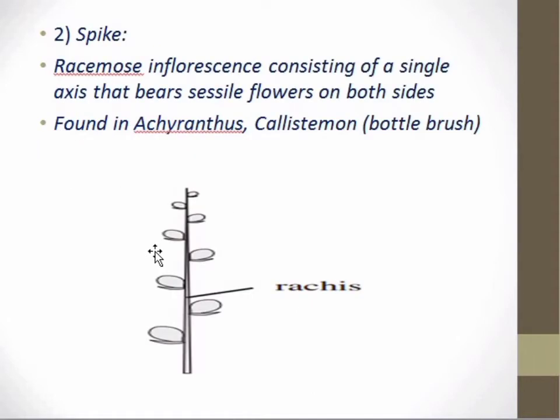Another type is the spike. Spike is a racemose inflorescence consisting of a single axis that bears sessile flowers on both sides. In this case, here is a single axis, on both sides there are sessile flowers. So such type of inflorescence is known as spike, found in Acanthus, Callistemon, or bottlebrush.